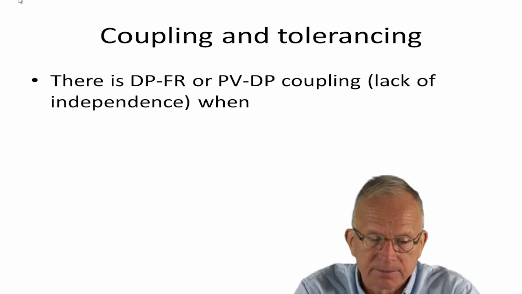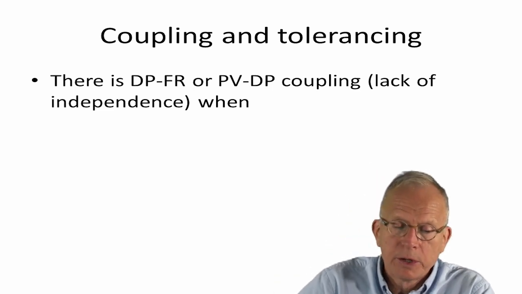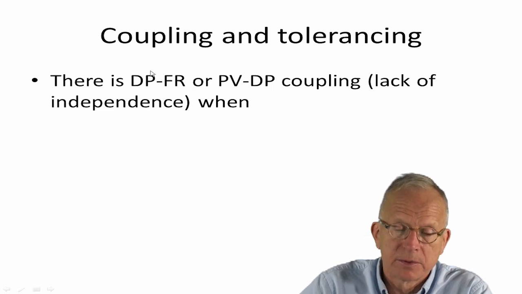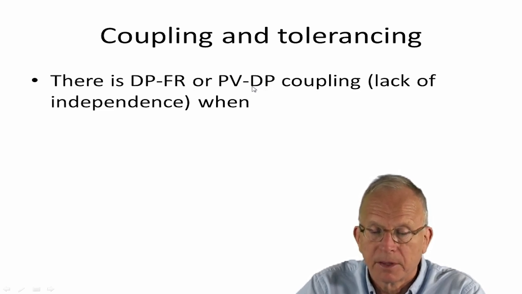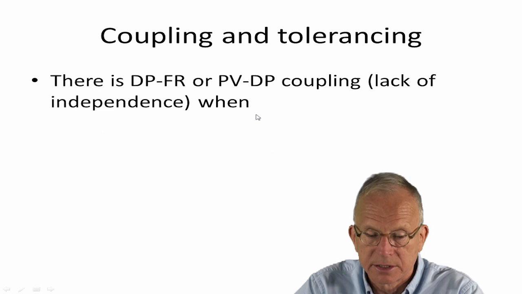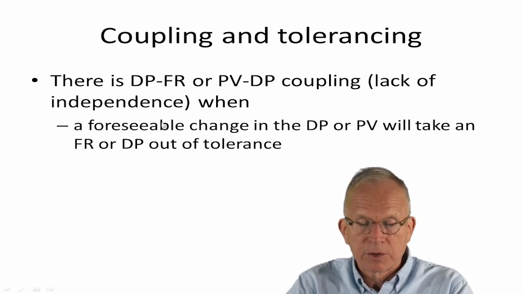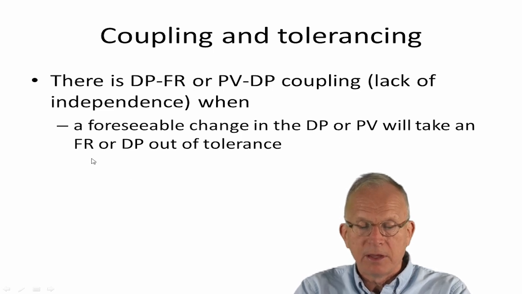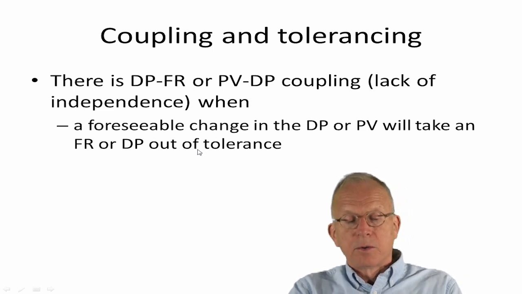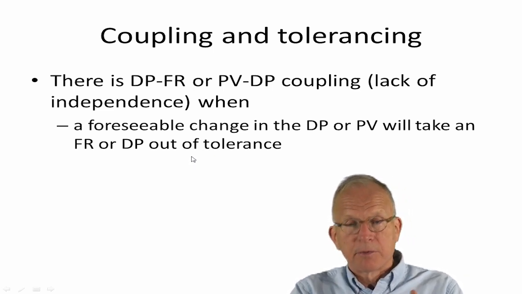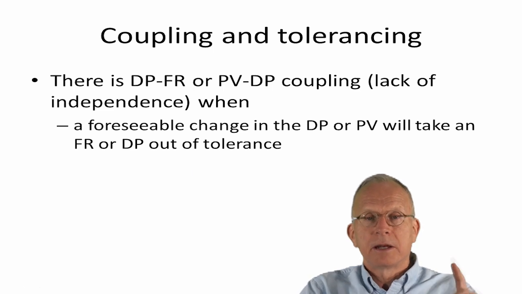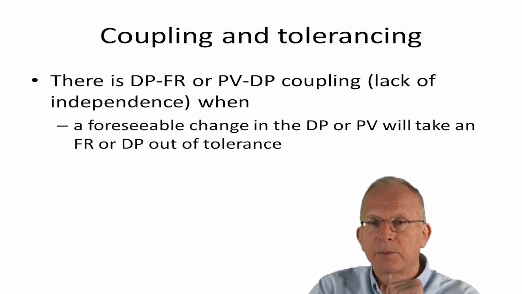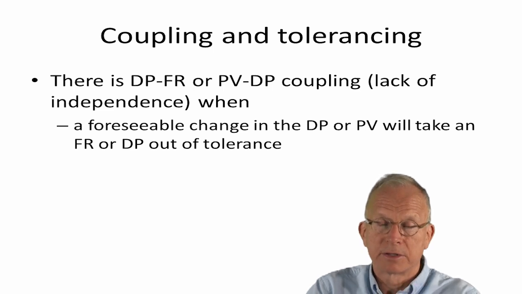Now, coupling and tolerance. So we can look at this kind of DP-FR tolerancing that we talked about, or coupling rather, that we talked about in kinds of coupling, or the PV-DP coupling. In other words, lack of independence. When a foreseeable change in the DP or PV will take their corresponding FR and DP out of tolerance. So there is a tendency sometimes when filling in the X's and O's in the matrix to say, there is a dependence here. But is that dependence so large that it will take the other parameter, the corresponding parameter, out of tolerance?